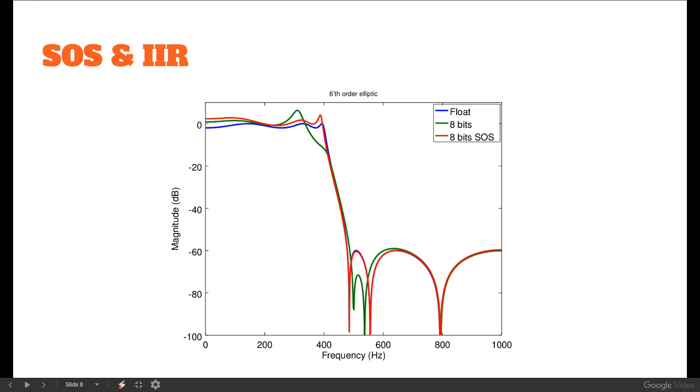Same thing for the IIR. Here I have the floating point, 8-bit direct form, and 8-bit second order systems. There's only a small scaling difference between the second order system performance and the floating point, while 8 bits without second order systems, the direct form, already gives you a useless amplitude response.